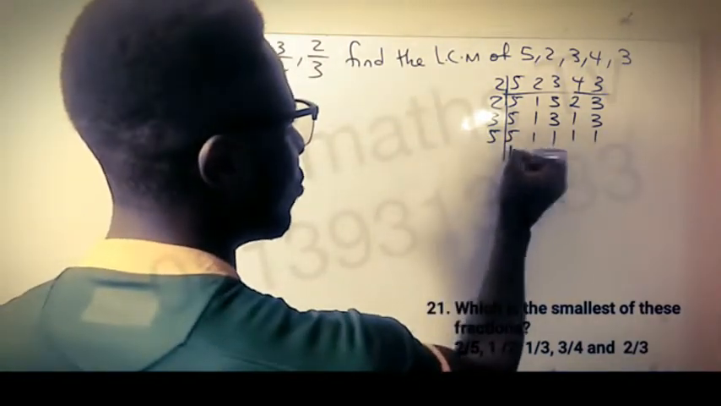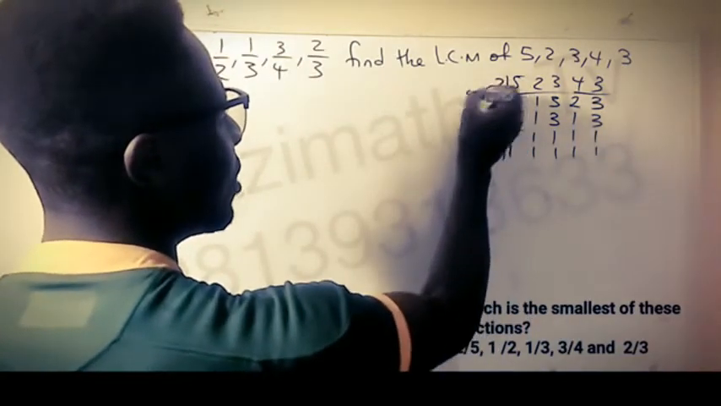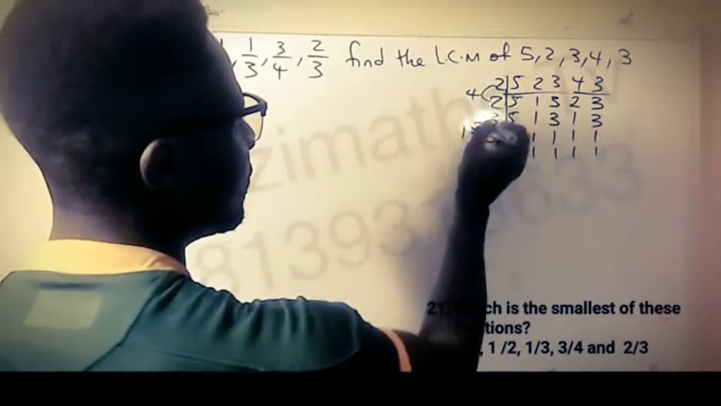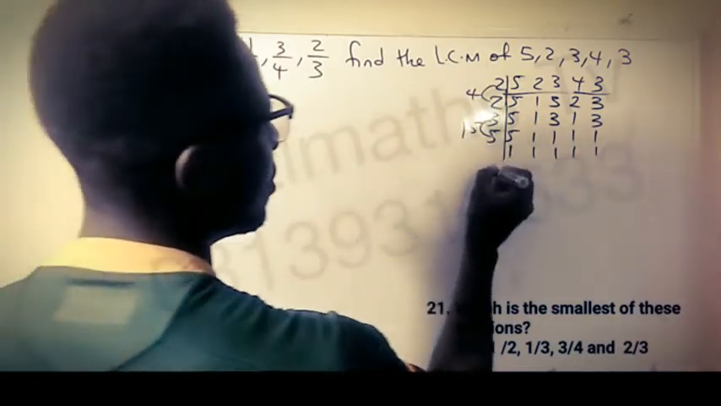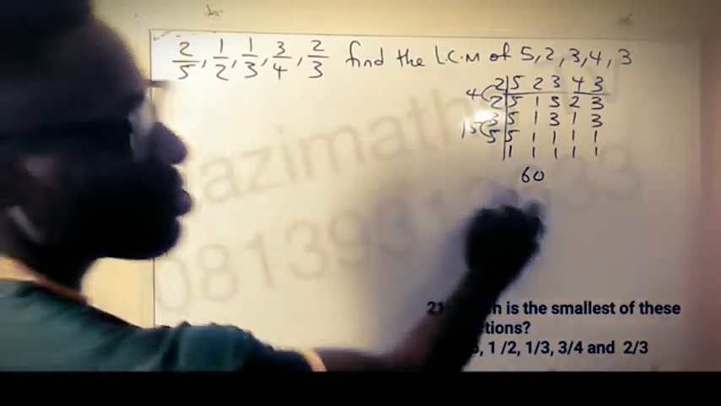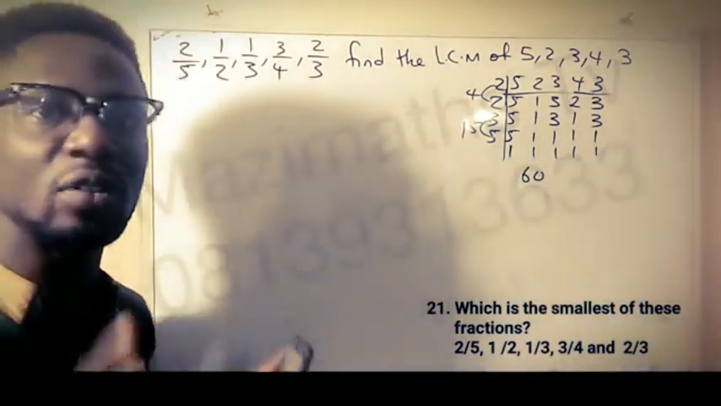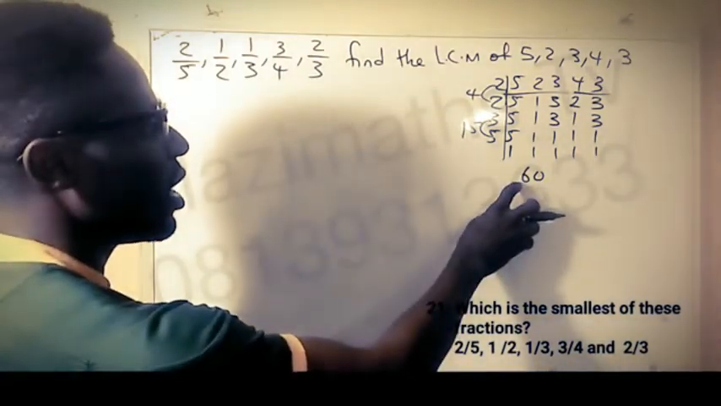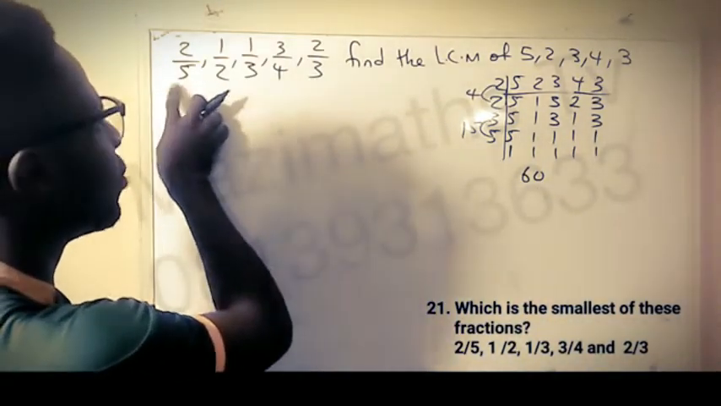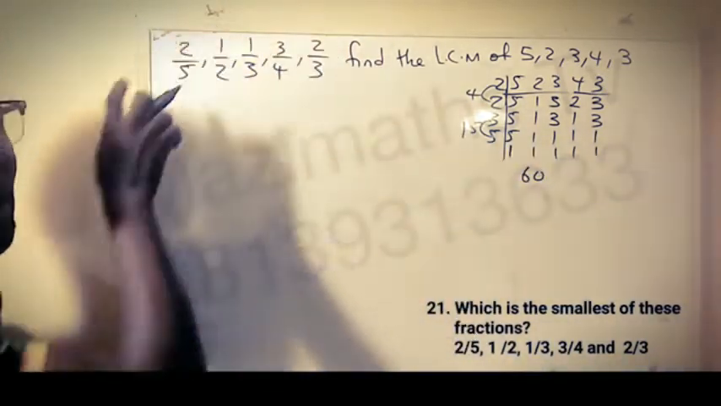So let's divide 5 by 5, 1, and this 1, 1, 1, 1, 1. So you multiply all this together. 2 times 2, that is 4. 3 times 5, that is 15. Now 4 times 15 will give you 60. So which means the LCM is 60. Now find the value of each of the fractions. How do you find the value of each of the fractions? You use each of the denominators to divide the LCM, and whatever they give, you use to multiply the number that you have up.